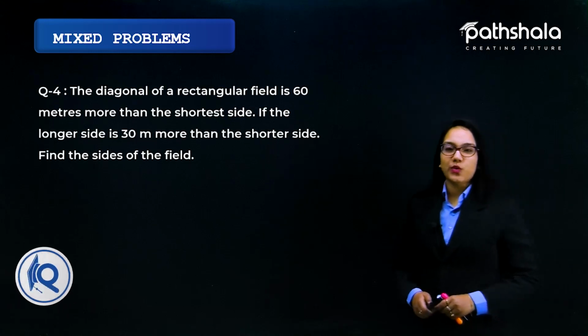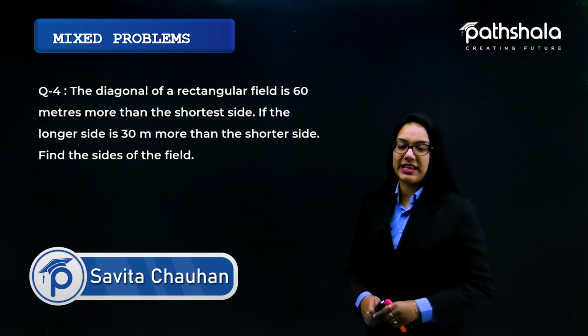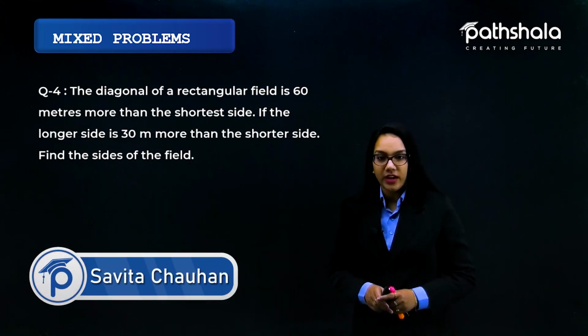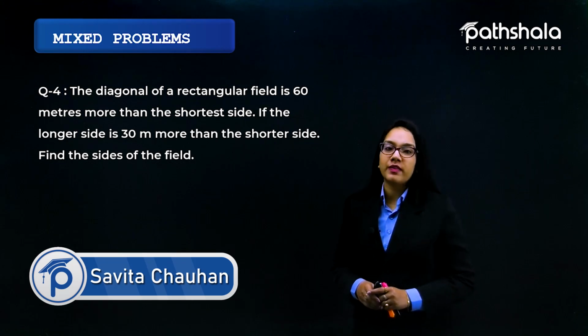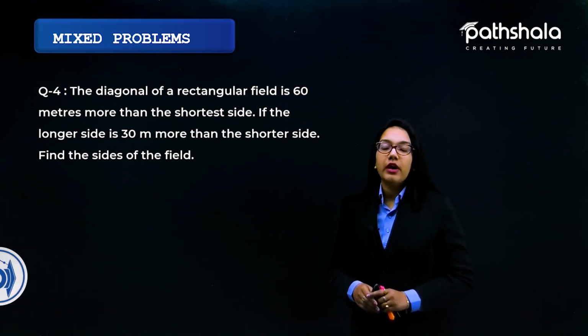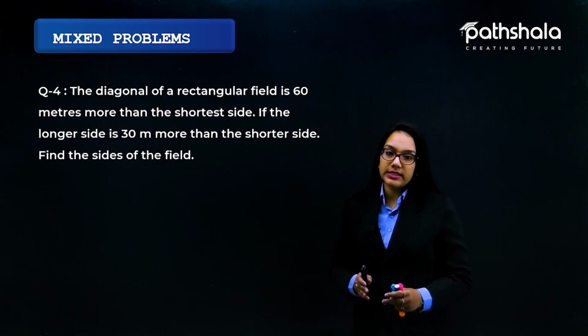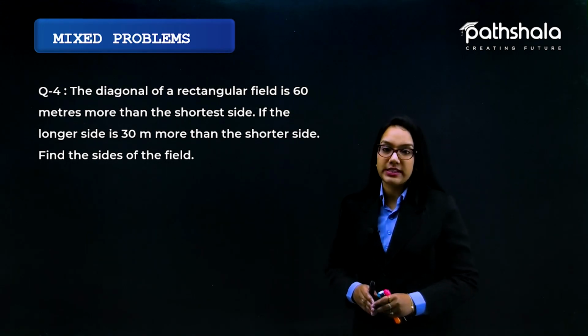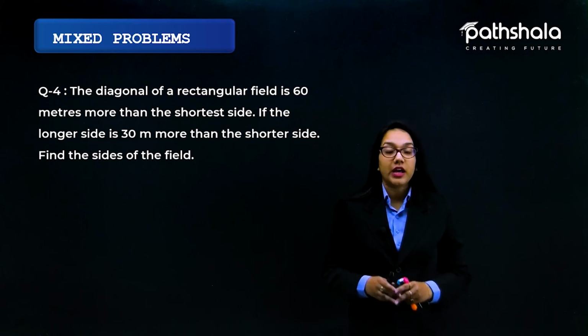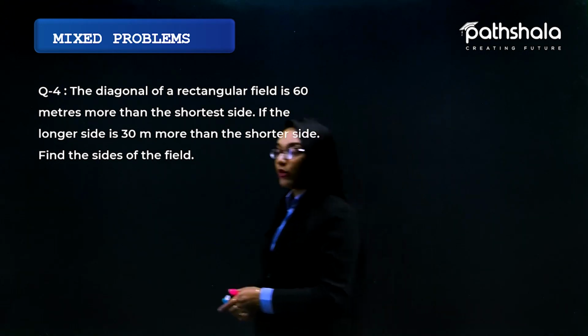Now let's see the next question. Question number 4 says the diagonal of a rectangular field is 60 meters more than the shortest side. If the longer side is 30 meters more than the shorter side, then find the sides of the field. Now let us suppose I am drawing a rectangular field over here.